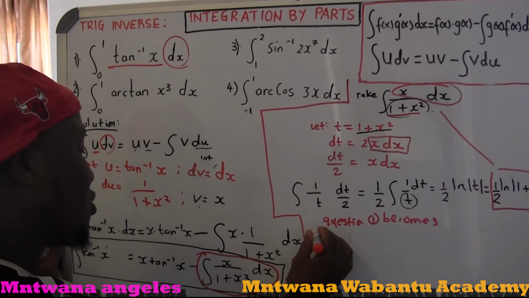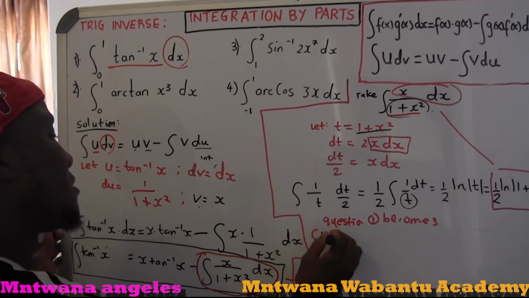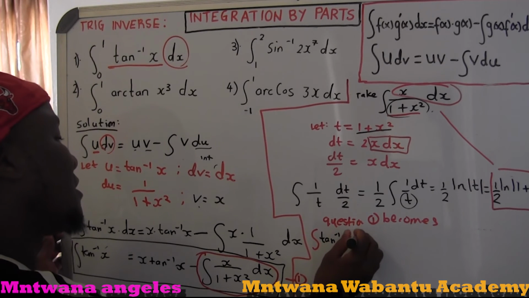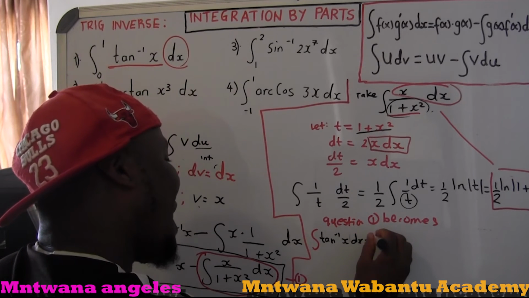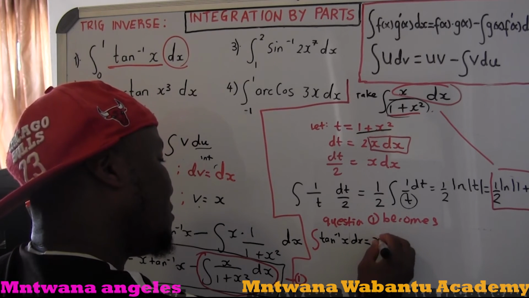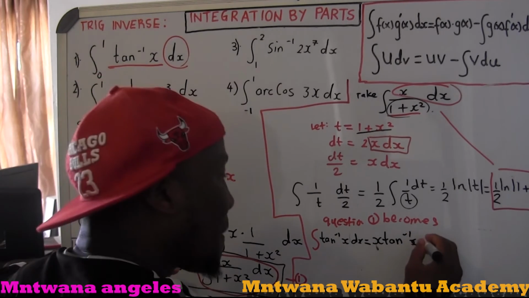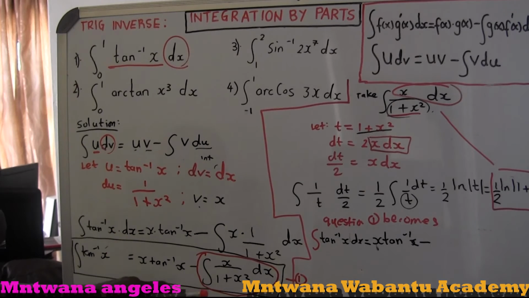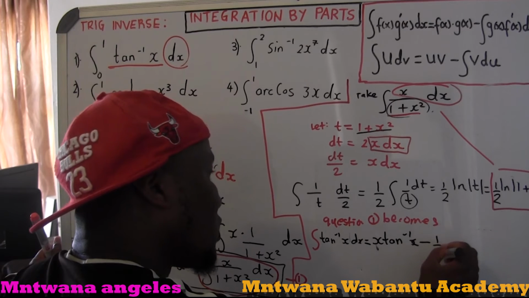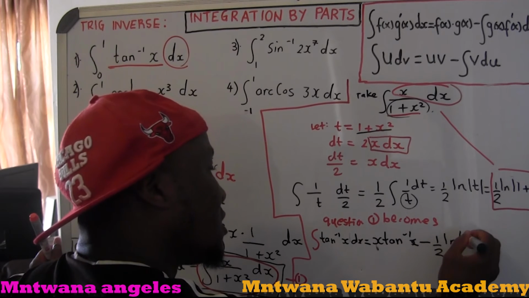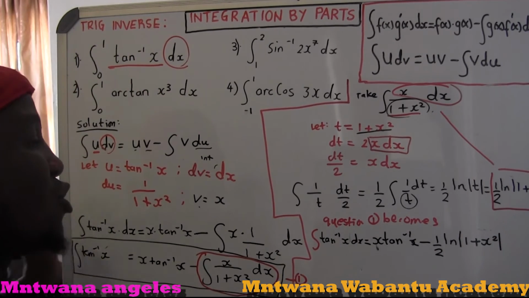So question 1 is the integral. That's what we're looking for, well, that's our given equation. The integral of tan inverse of x dx is going to become x tan inverse of x minus, and instead of this, I'm going to write that: a half ln of the absolute value of 1 plus x squared, plus a constant.